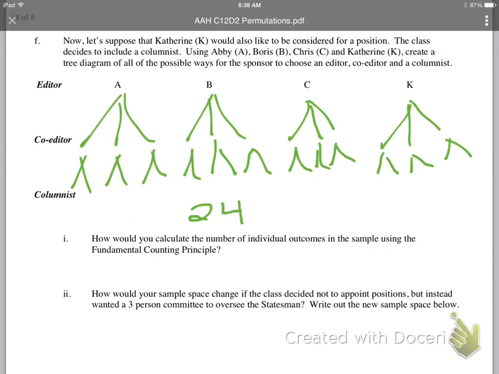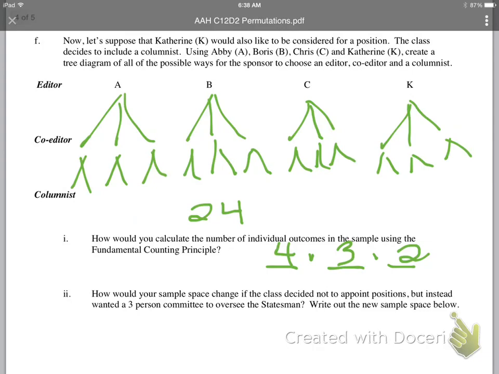So we don't want to have to draw a tree diagram every time, because you can see that was a real pain. So instead, we're going to try and figure out how we can use the fundamental counting principle. Well, there are 3 different positions. We have an editor, a co-editor, and a columnist. So how many possibilities are there for the editor? We have 4. The co-editor, we have 3. And the columnist, we have 2. Well, 4 times 3 is 12, times 2 would be 24. Yay! So that's a lot quicker than drawing our tree diagram.